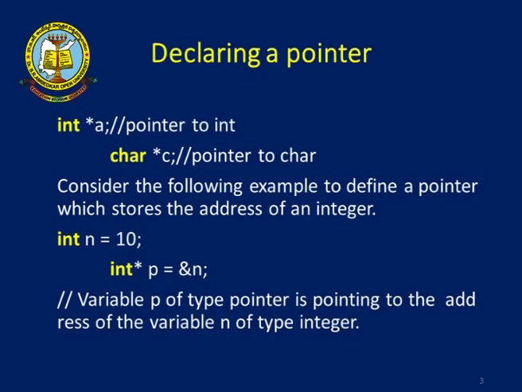That is the first point. The second point is, if you observe these two statements, the variable n data type is int and the pointer variable p data type is also int. You must take care about this. These two must be matched. These two must be the same type. Otherwise, that will raise an error.